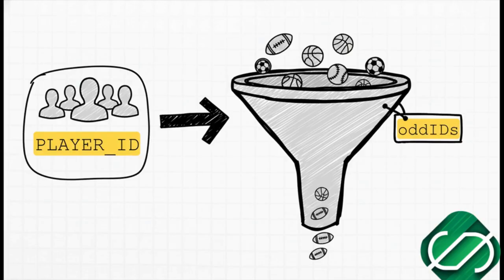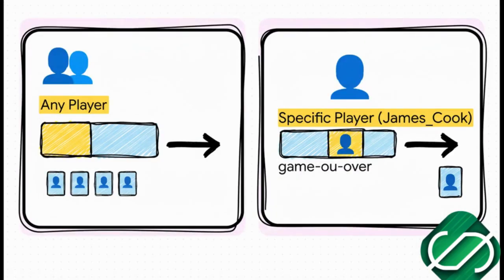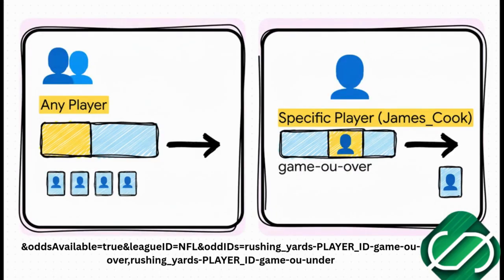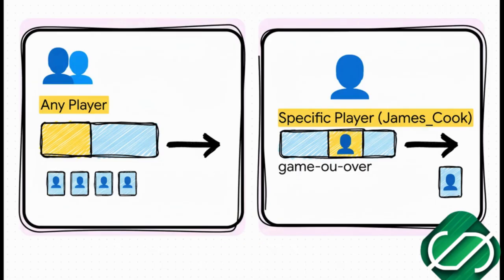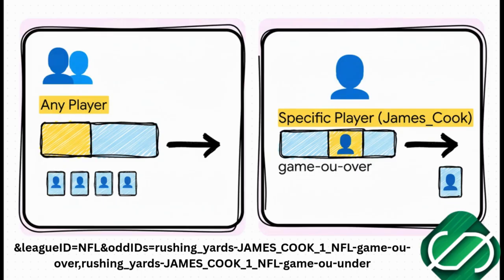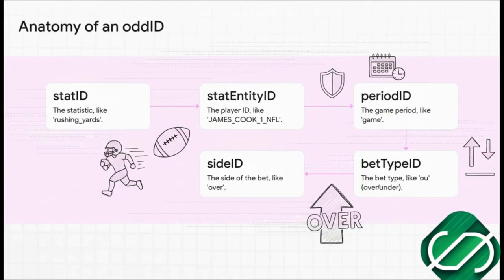Pretty cool, huh? And this makes the concept super clear. On one hand, you can use that generic PLAYER_ID placeholder to get rushing yards for everybody. Or on the other hand, you can swap it out with a specific player's unique ID, their statEntityID, like this one for James Cook, to get odds just for him. The flexibility here is just incredible. So let's break down what an oddID really is. I know it looks a little complex, but it's just 5 simple parts, all stitched together. You've got the statistic, the player, the game period, the bet type, and the side. Once you get the structure down, you can build a query for basically any market you can possibly think of.